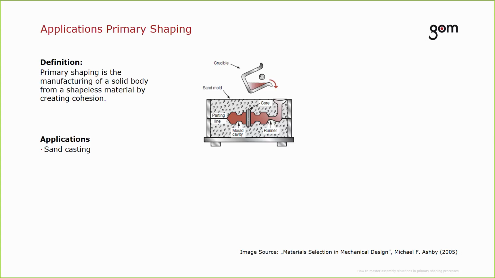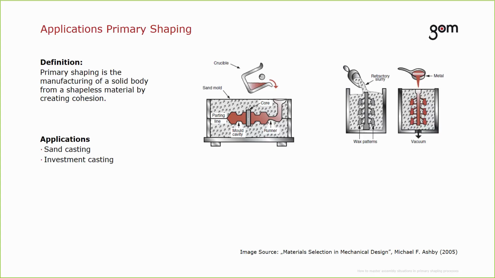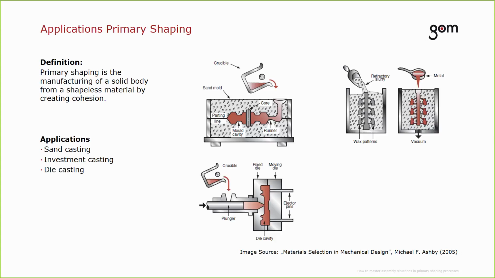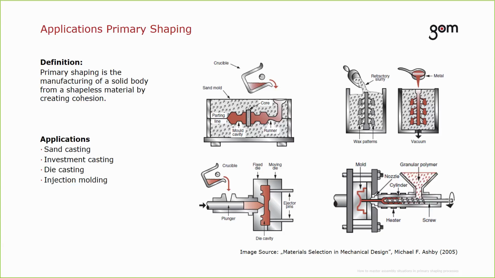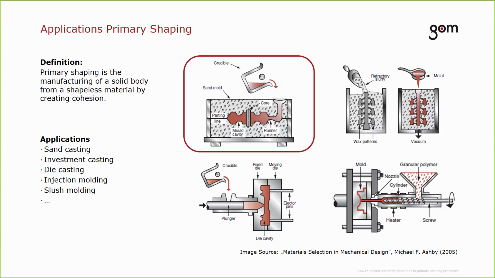Depending on the material type and state you want or have to use, different methods are used in the industry. Typical applications are sand casting, investment casting, die casting, injection molding, or slush molding. In this webinar, I will focus on the sand casting process. And of course, you can transfer the workflows I use here to your specific application, like injection molding and general tool making as well.